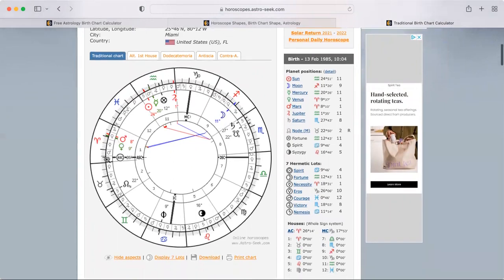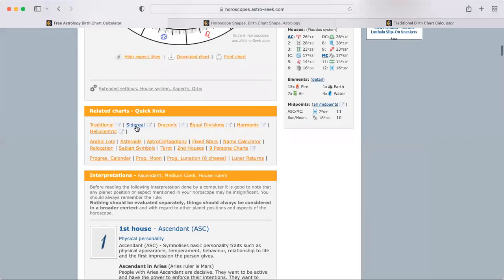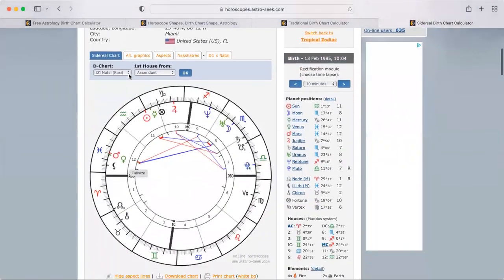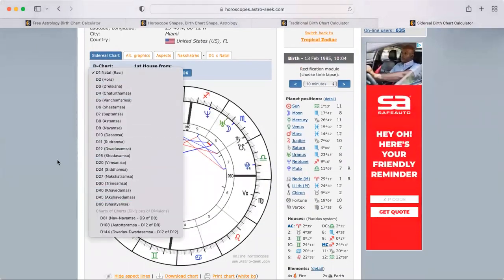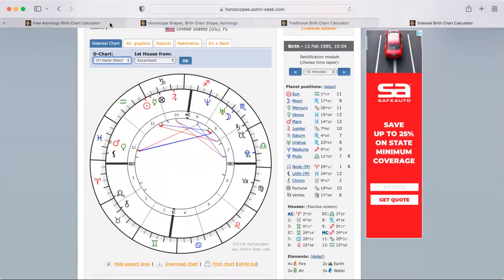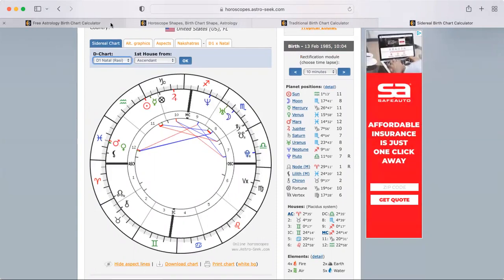This chart is a little bit different, right? In Hellenistic astrology, there are 5 different dignities, whereas modern astrology more so uses the 2 main ones. And for instance, if you want to go to your sidereal chart, click on this tab. Under here, you have the divisional, basically, and that's about it. You could play around with it. Familiarize yourself.